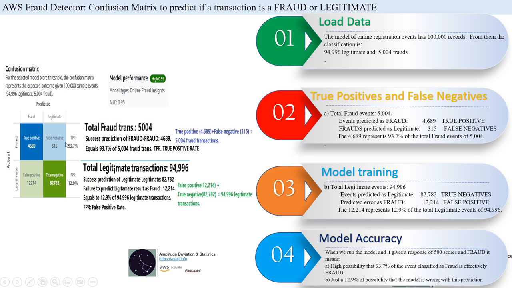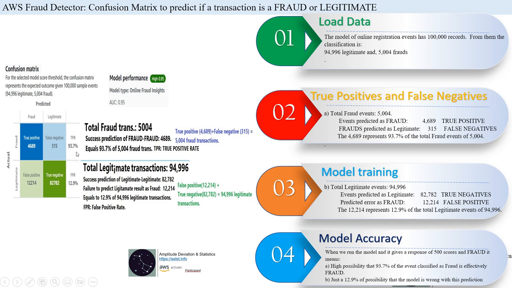Okay, remember that we are speaking about this 93.7%, which is equivalent to the total fraud transactions of 5,000. We are speaking here of the true positive events just about the fraud transactions of 5,000, and for this 12.9% we are speaking about the 94,000 legitimate transactions that we have here. So that's why you may ask why these two percentages do not add up to 100, because they are not referring to the same number.